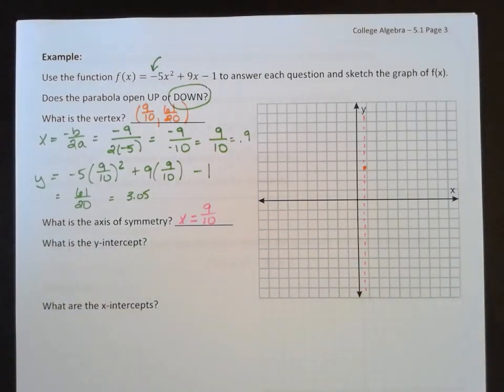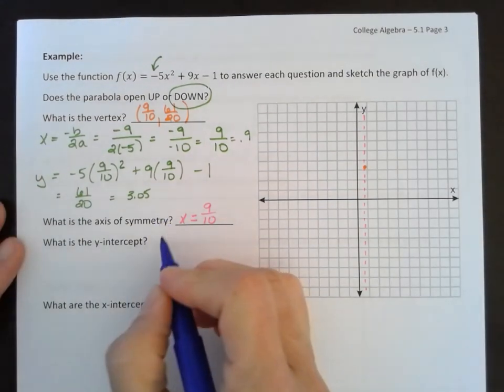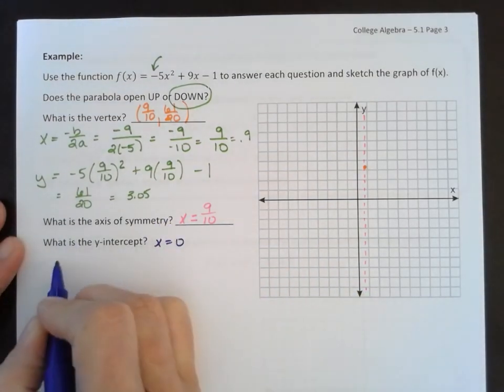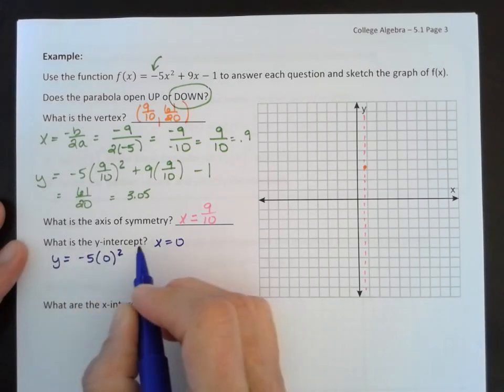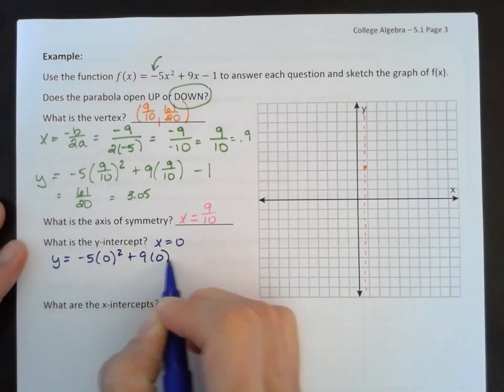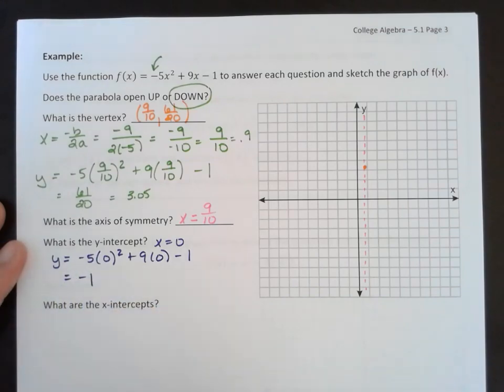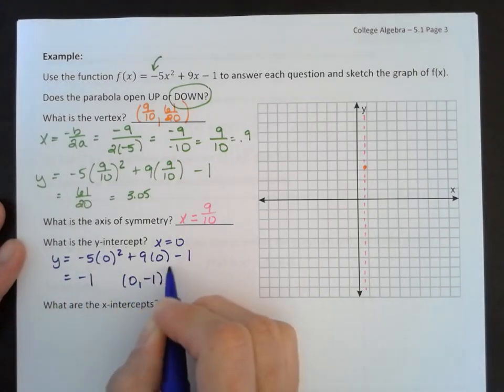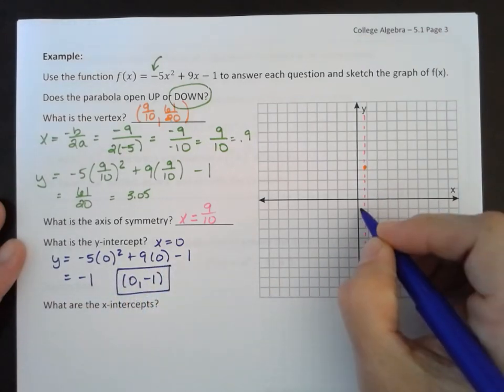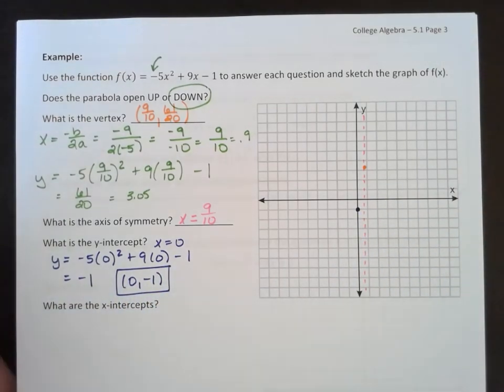For the y-intercept, remember you let x equal 0. So we have y is equal to negative 5 times 0 squared plus 9 times 0 minus 1, which is just negative 1. So your y-intercept is the point 0, negative 1. That's going to be here.